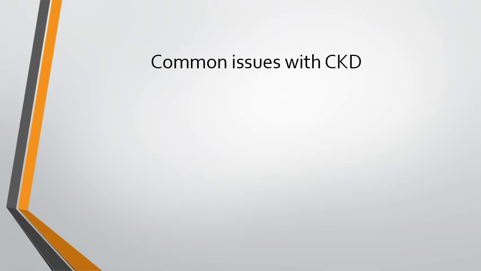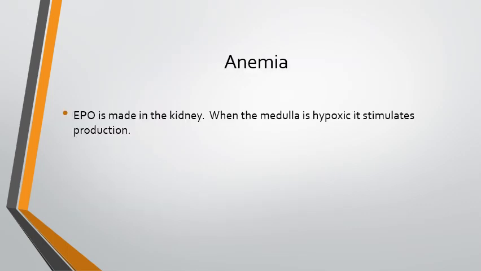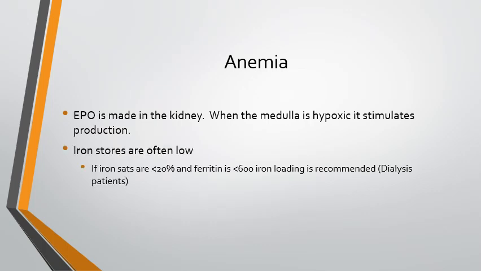So we'll go over the common issues with CKD because these are the things you're going to have to manage in the hospital: anemia, calcium phosphorus, metabolic acidosis, hyperkalemia, and fluid management. Kidney patients are often anemic, and this is usually because erythropoietin is made in the kidney. It's made in the medulla, which is the most hypoxic part of the kidney. So when the oxygen concentration drops there, it stimulates production of erythropoietin, which causes your bone marrow to essentially make more red blood cells.